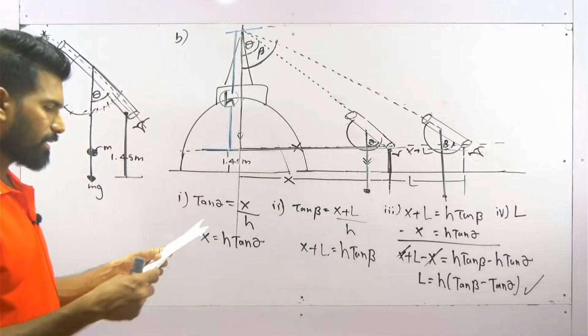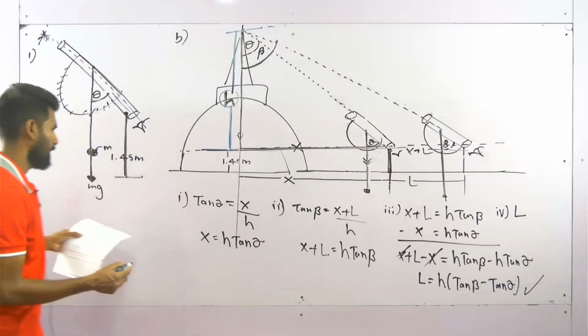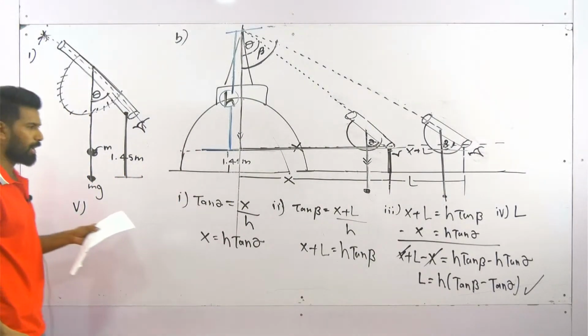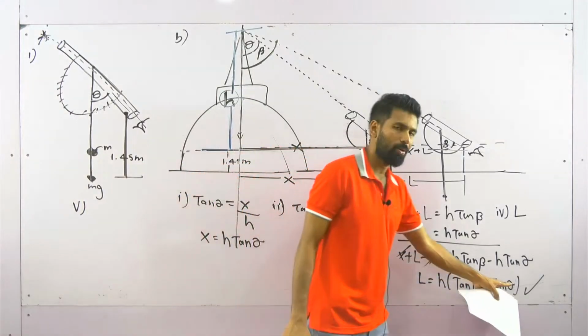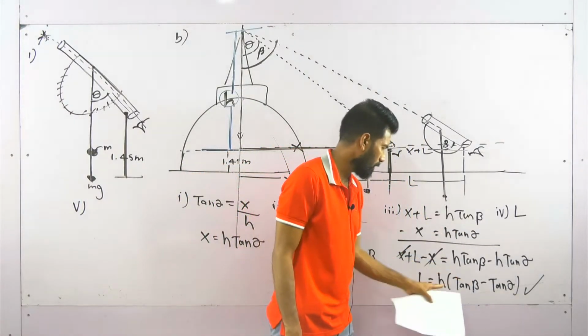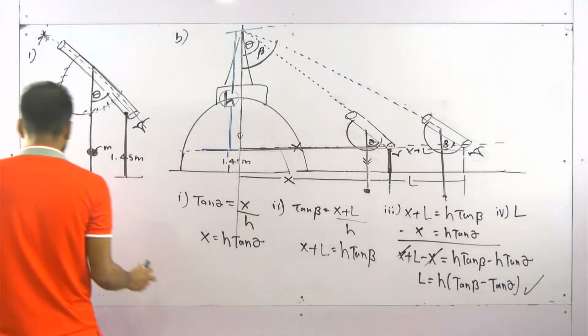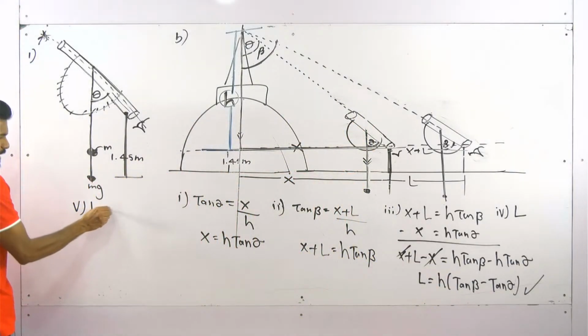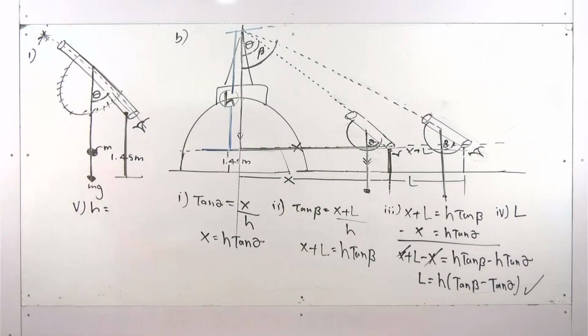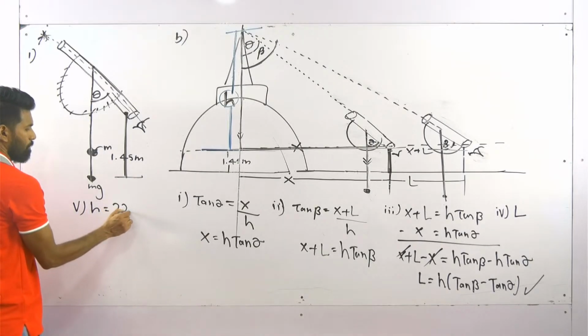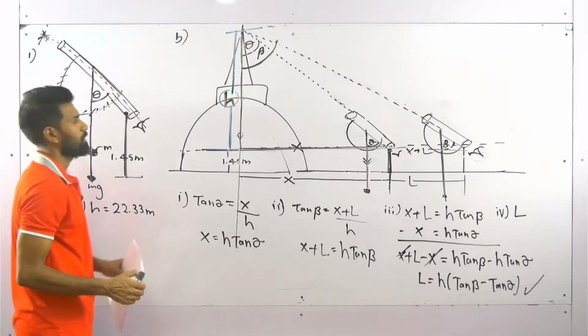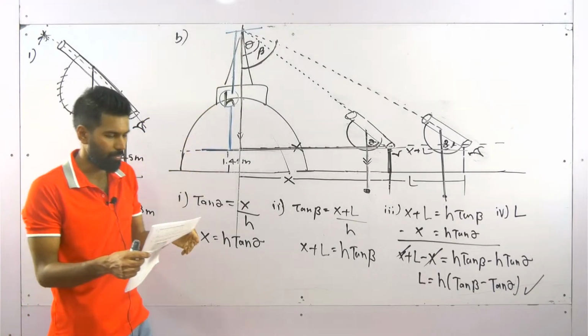Then calculate h. Fifth part, theta is equal to 40, beta is equal to 54 and L is equal to 12. You have to calculate h. I'm not going to do that. You can calculate it and I'll give the answer. What is the answer here? For h, you will get 22.33.